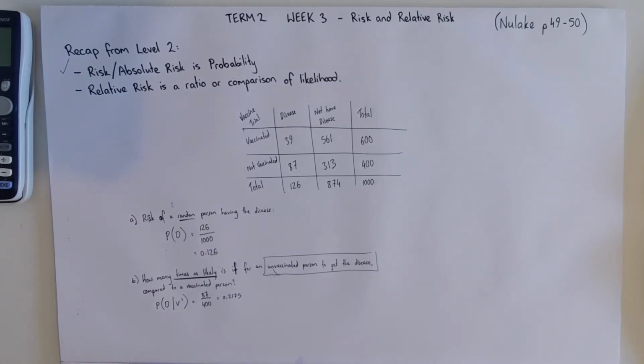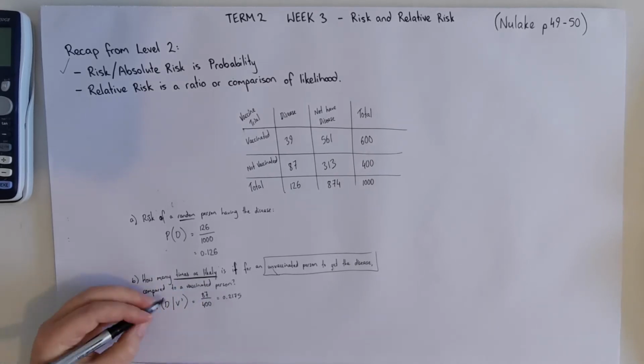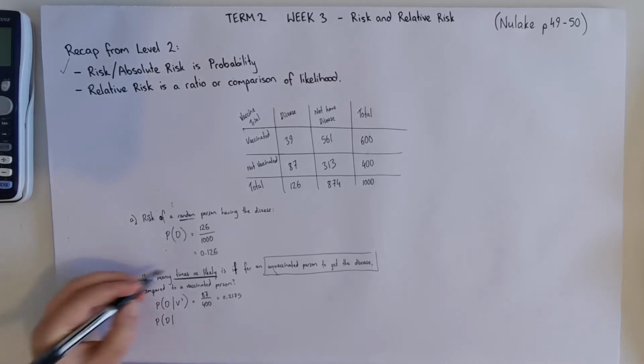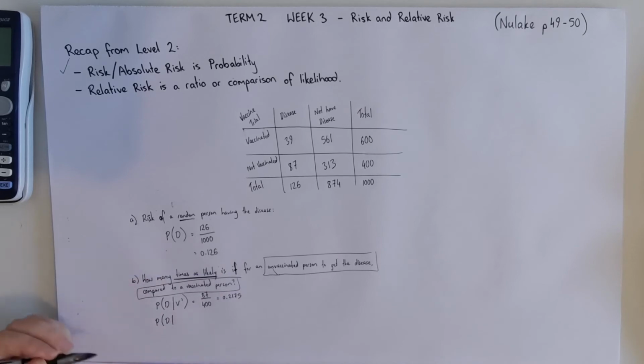Second part of this question. We're not actually calculating how many times as likely it is yet. We need to find the probabilities first. So the second part of this question is to do a very similar thing, but with our vaccinated person, which means we're not looking at the complement of vaccinated anymore. We are looking at the vaccination.